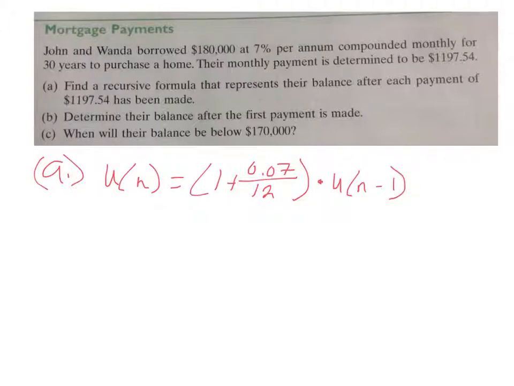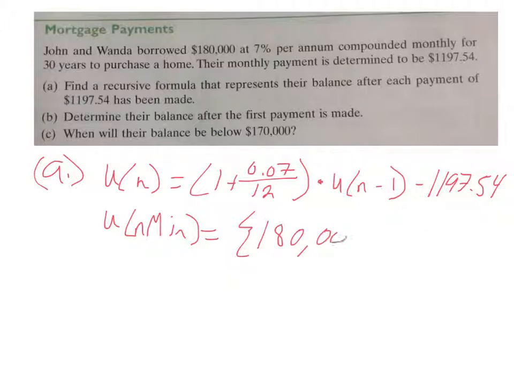minus the amount you pay per month, which is $1,197.54. And so that's what you're going to plug into your y equals in your calculator. You need to make sure you plug in your u sub naught. Below u sub n, you should have your u sub n min, the amount that you start with, which needs to be 180,000 for this to work. Then you'll go ahead and hit table.